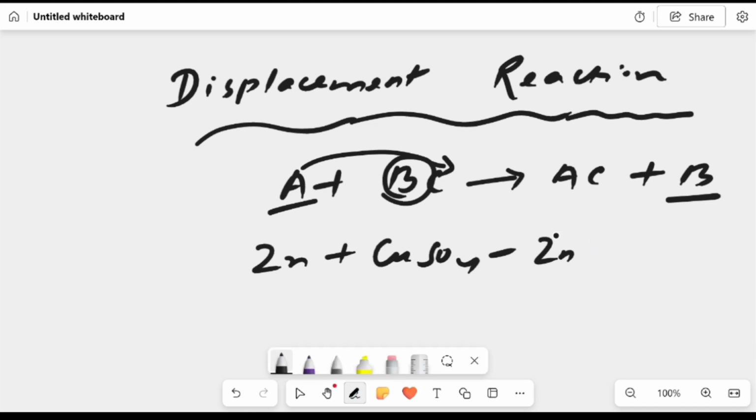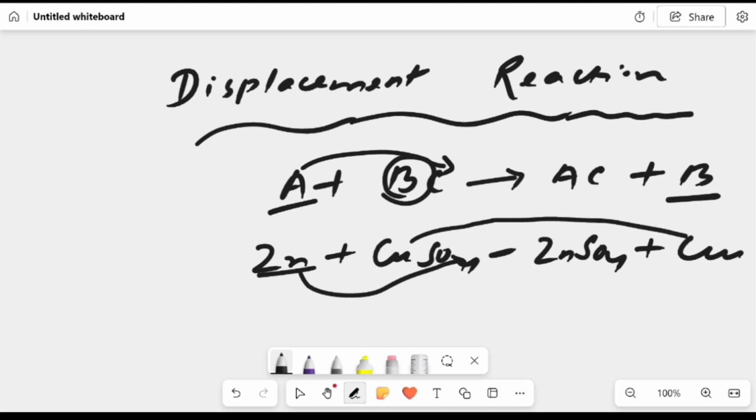Zn is more active than Cu, so it combines with SO4 to form ZnSO4, and Cu is left out. Cu is less reactive than Zn.